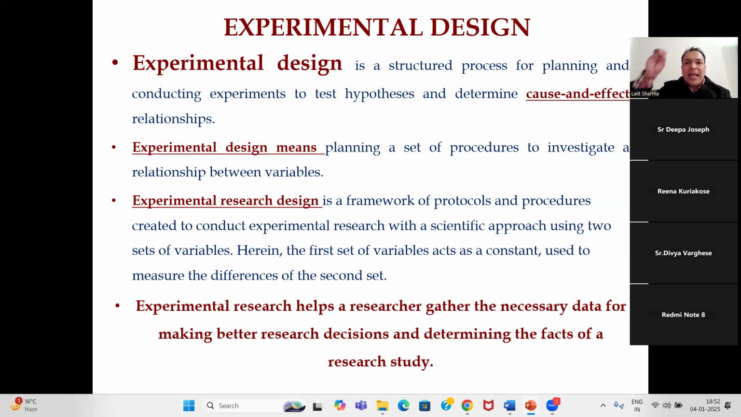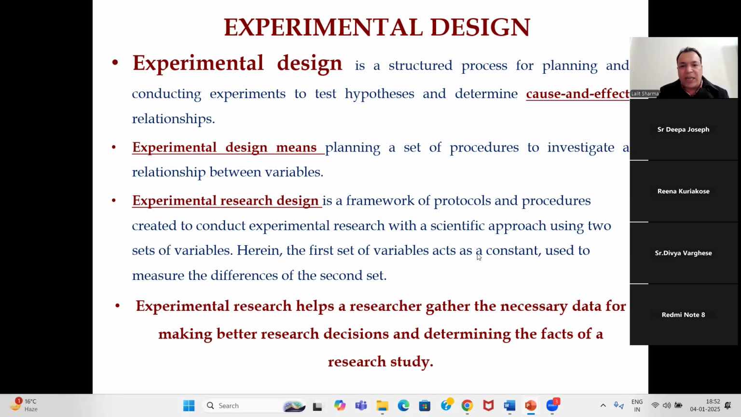It means, if you have to study any topic, but in your topic you are using experimental research, then first of all you have to make the experimental design, right? Experimental research design is a framework of a protocol and procedure created to conduct experimental research with a scientific approach using two sets of variables.